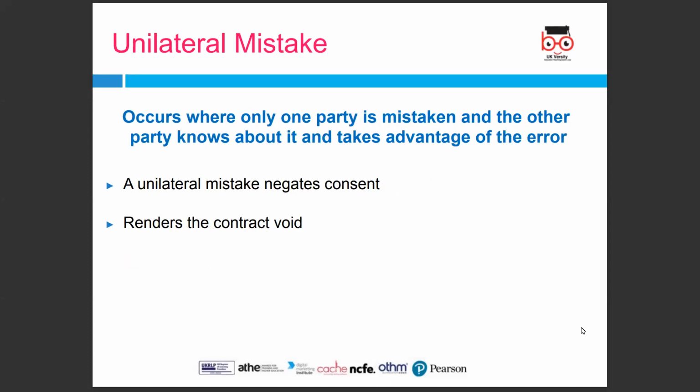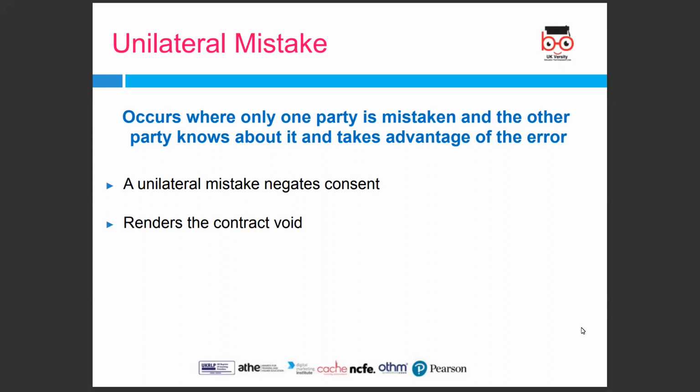Then we've got unilateral mistake, which occurs where only one party is mistaken and the other party knows about it and takes advantage of the error. So a unilateral mistake negates consent and renders the contract void. This form of mistake applies when one of the parties to the contract is mistaken as to the part of the contract, as I mentioned. Unilateral mistake is limited, but will usually operate in circumstances where one party is mistaken as to the part of the contract and the other party is aware of the fact and takes advantage of that person.